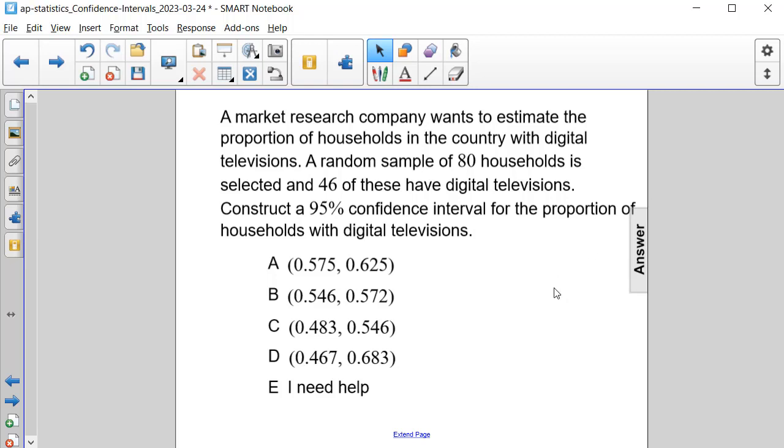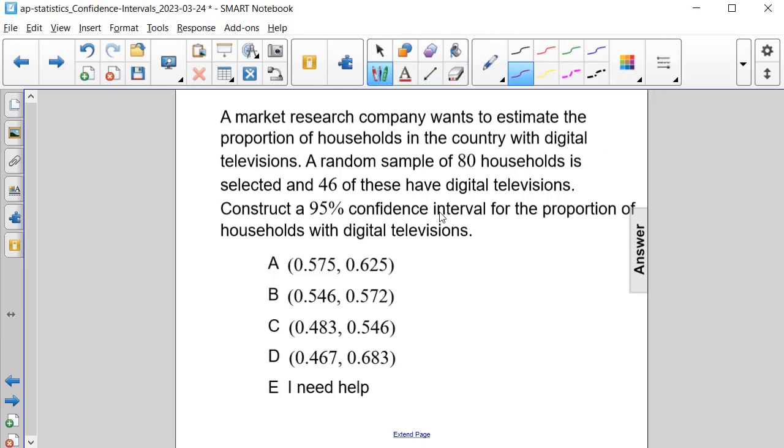A market research company wants to estimate the proportion of households in the country with digital televisions. A random sample of 80 households is selected, and 46 of these have digital televisions. Construct a 95% confidence interval for the proportion of households with digital televisions.